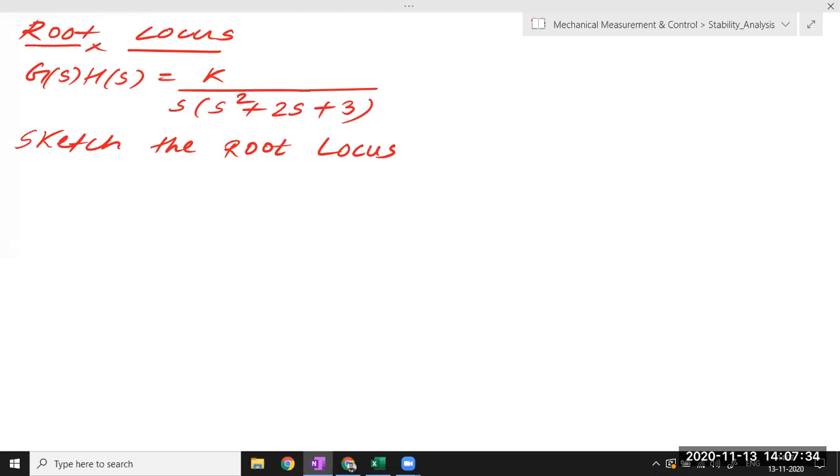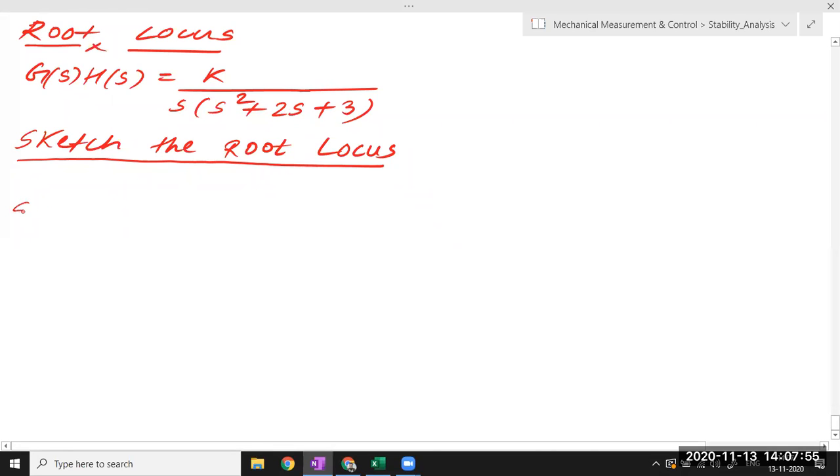Okay. The question that we are taking today is for the root locus, second variety. G of s into h of s is equal to k upon s into s square plus 2s plus 3. And we are being told to sketch the root locus. Is everyone okay with this question? Yes, sir.